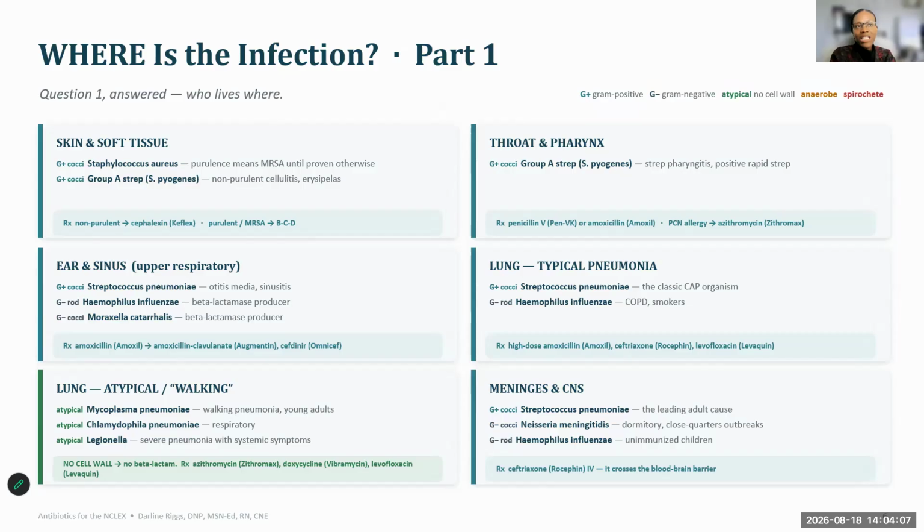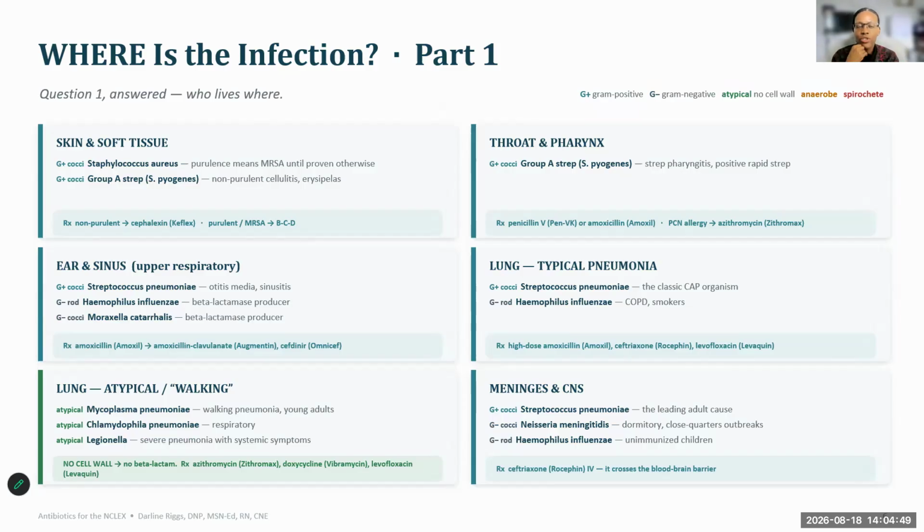For your meningitis and your central nervous system, it's going to be your gram-positive Streptococcus pneumoniae. That's the leading adult cause. Your gram-negatives are the Neisseria and the Haemophilus. Teenagers who go off to college are more prone to Neisseria meningitis in the dormitories, close quarters, lots of people type of environment. So they need to be vaccinated.